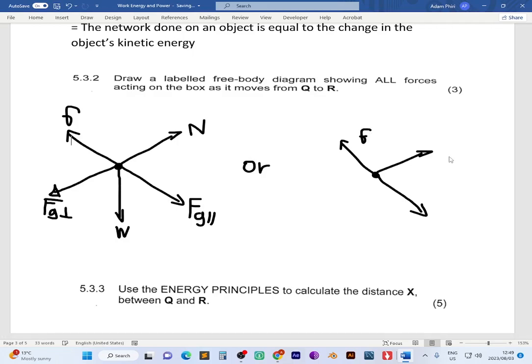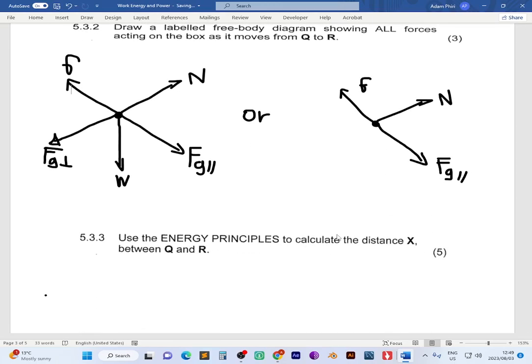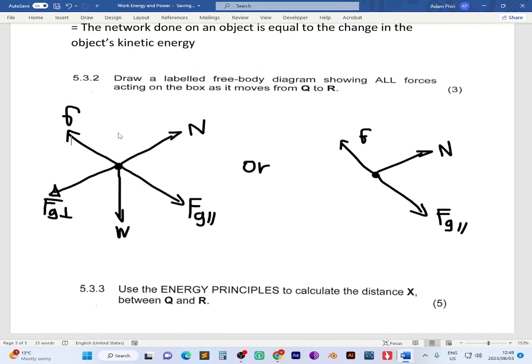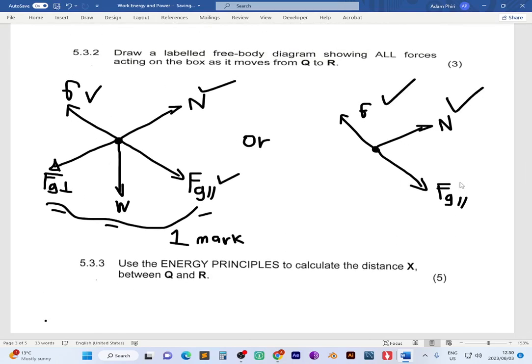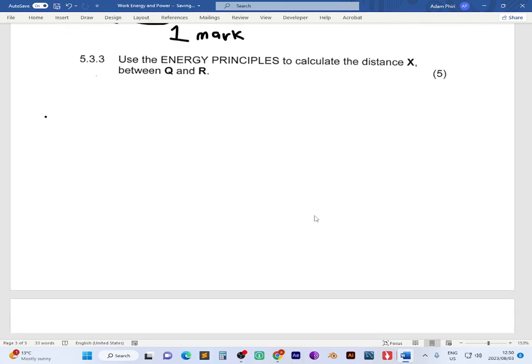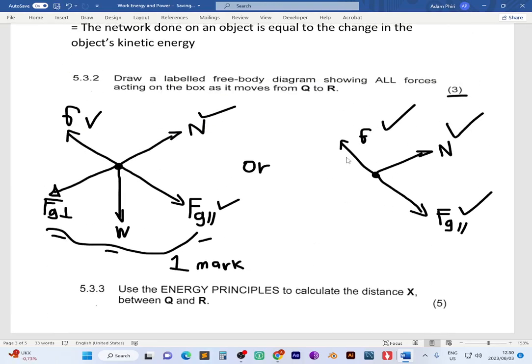So you've got friction there, you have normal force there, and you have FG parallel. So for 3 marks you've ended. You get 1 mark for that, 1 mark for that, 1 mark for that. So all of these 3 give you 1 mark, right? But I like using FG parallel because that's the one that helps me solve the weight related part.